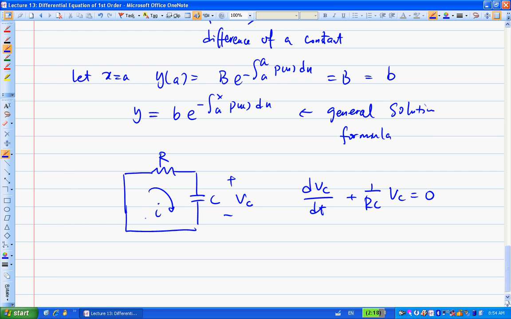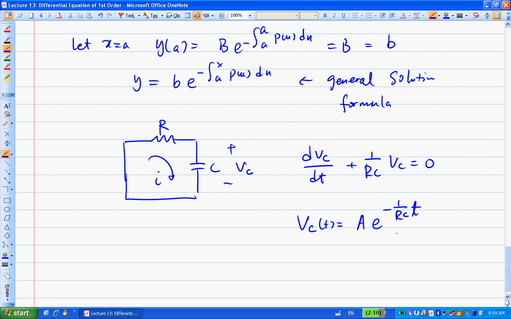So Vc is a function of t, and this is homogeneous. We're trying to solve for Vc. You can go through the separating variable technique. It's very simple, and we'll be able to arrive at Vc as a function of t, which equals a constant A e to the power negative 1 over RC times t. This is the solution here.